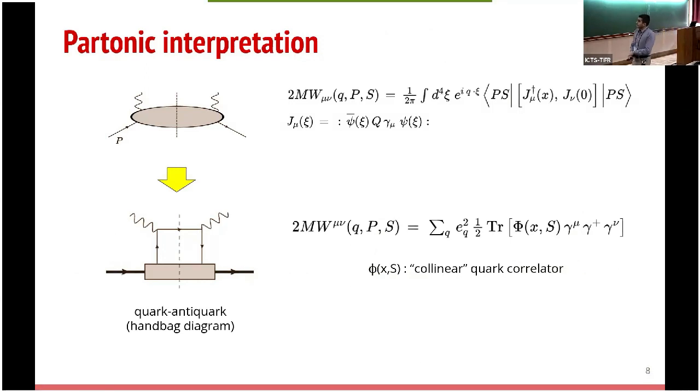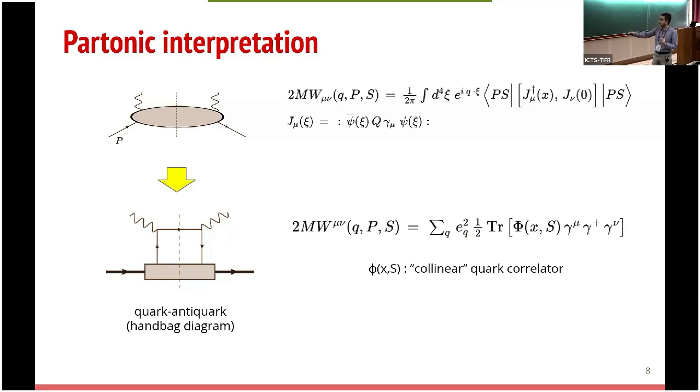So in a nutshell, what happens is that with the operator product expansion, we can give a partonic interpretation to our hadronic tensor. Considering the dominant contribution in the OPE, we can translate this blob here into the handbag diagram, where the photon attaches to a quark and to the anti-quark in the opposite diagram. So if you work out the calculation for this handbag diagram in inclusive DIS, what you obtain is the following.